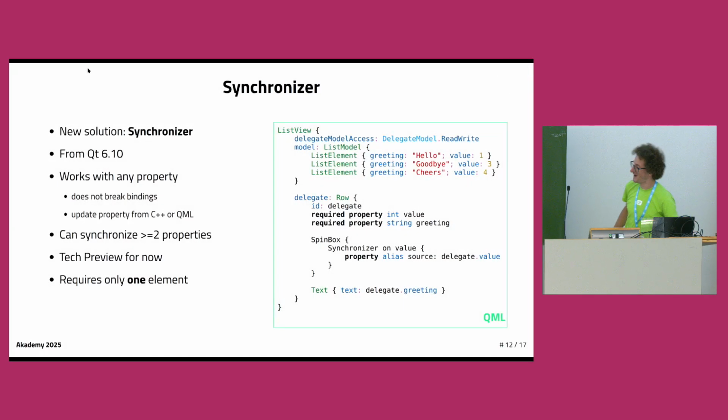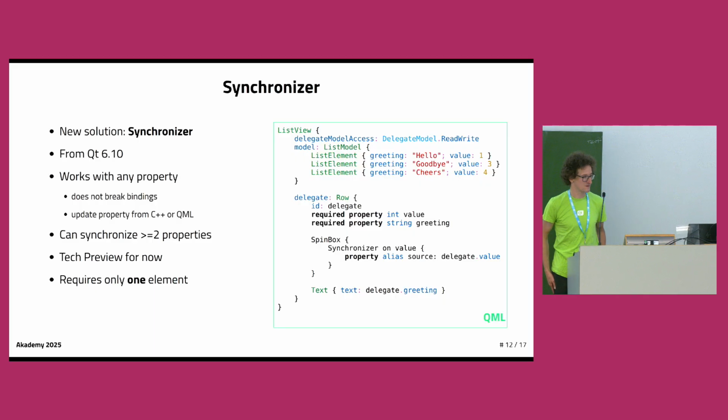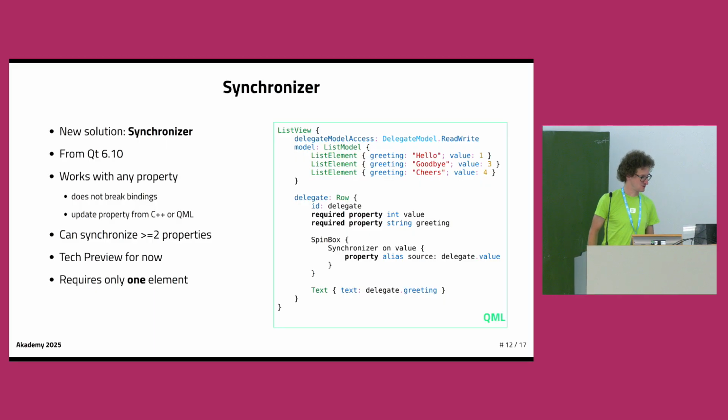And the solution is a synchronizer. That's also new in 6.10. And notice you only need one construct here, and it will synchronize two or more properties and their values, and it will do our nice JavaScript coercion if they are of different types, and it will debounce them automatically, and it is also a Christmas tree.